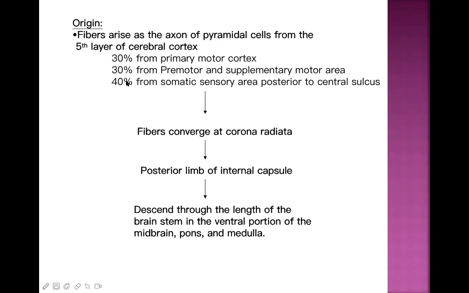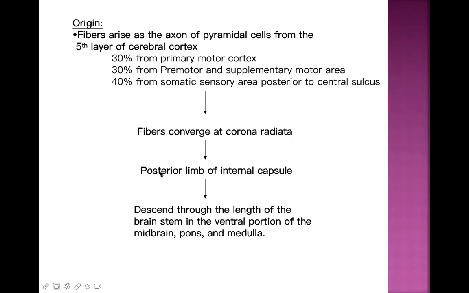30% of the fibers come from the primary motor cortex, 30% from the premotor and supplementary motor cortex, and 40% from the somatosensory area, which is posterior to the central sulcus, and they are also contributed by the parietal lobe of the brain. So different types of sources are there. After the origin, these fibers converge at the corona radiata. Then they travel on the posterior limb of the internal capsule.